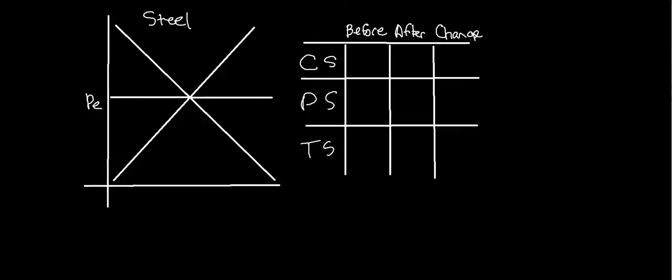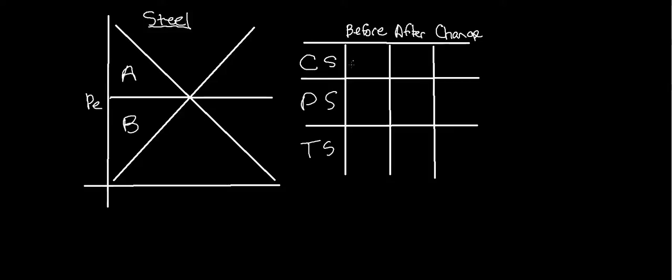Hey guys, in this video we will be going over the gains and losses from trade from an exporting nation. So in this country, they are exporting or importing right now steel. And this is their consumer surplus above the equilibrium price and below demand. And this is their producer surplus below the equilibrium price and above supply.